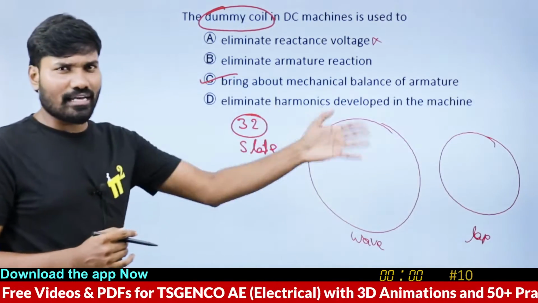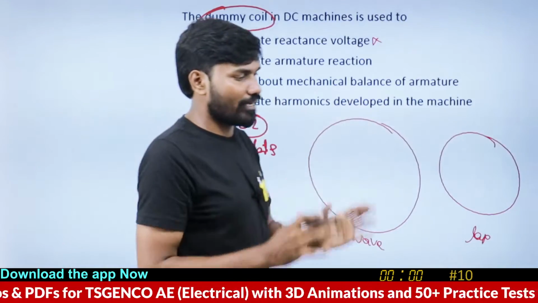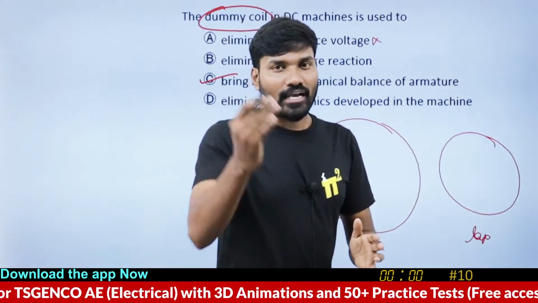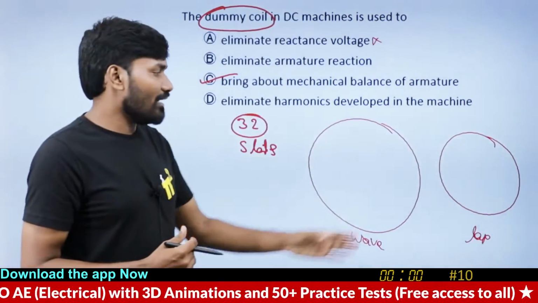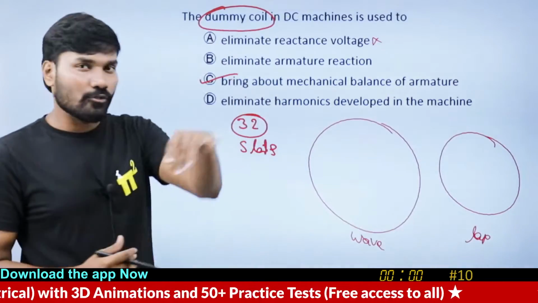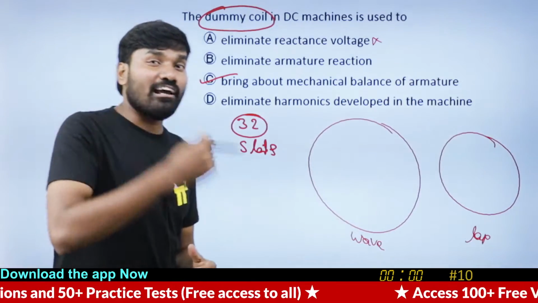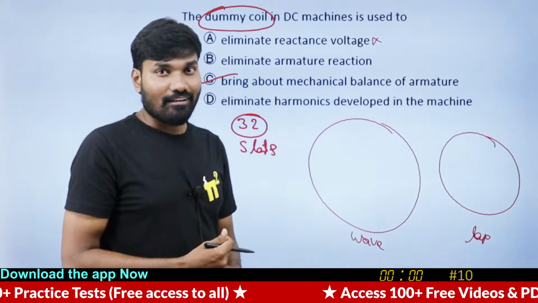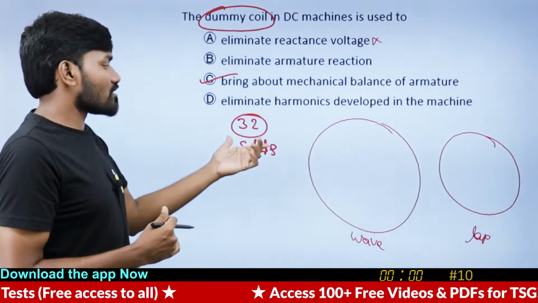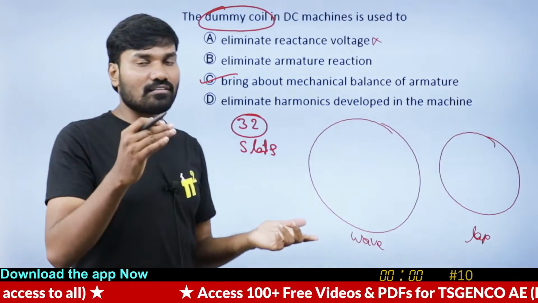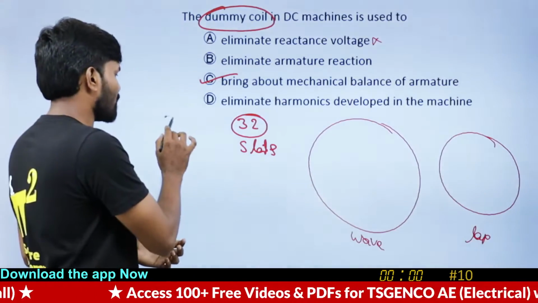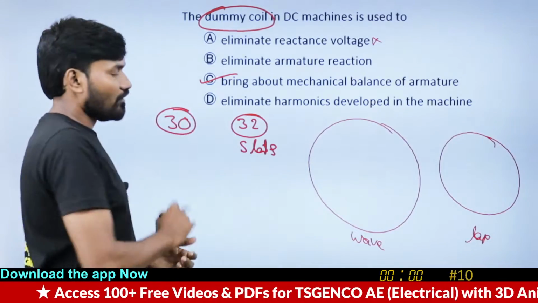I just manufactured it and kept it in my store. Now you have come to me to build a lap winding, and I will sell it to you. And you have come to me for wave winding. For wave winding, these 32 slots are extra, you may need maybe 30 slots. I'm just giving a random number.